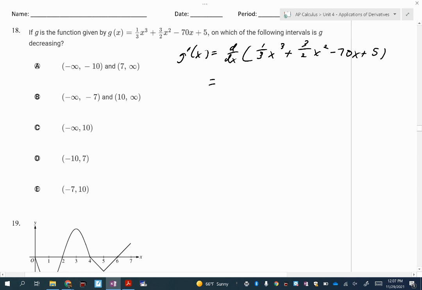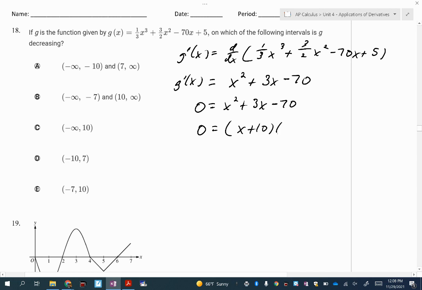Okay, so the derivative of a polynomial, we're just going to take each derivative by itself. That's going to be x squared plus 3x minus 70. And remember, the critical points are whatever makes this derivative equal to 0 or undefined. And this is a quadratic trinomial, so we have no issues about if it's defined or not. But I do want to set it equal to 0. And you'll notice if I set it equal to 0, I can factor this as x plus 10 and x minus 7. So my two critical points are -10 and 7.